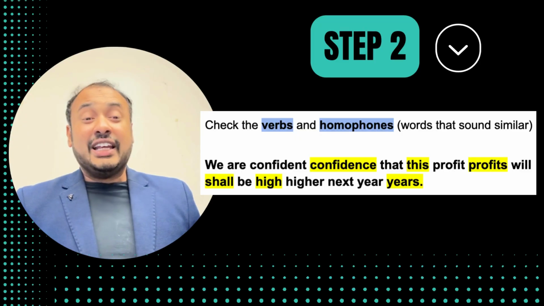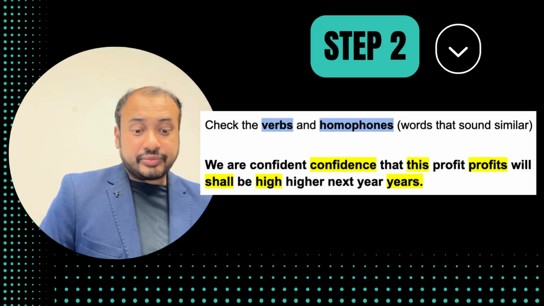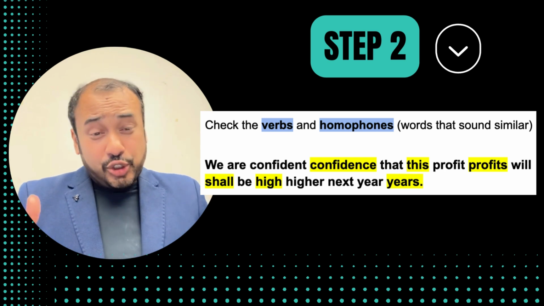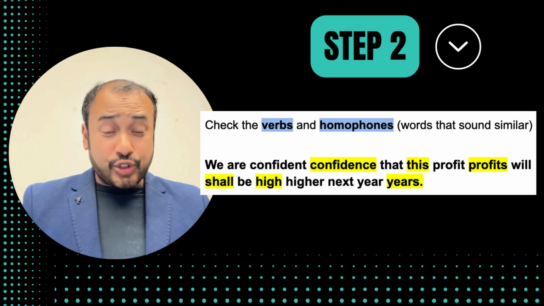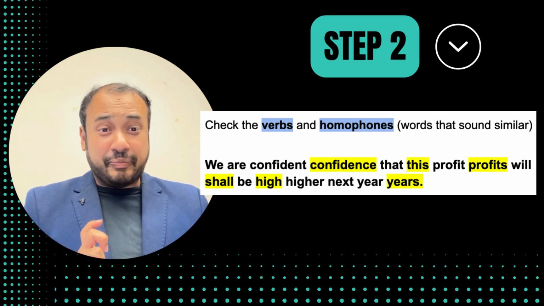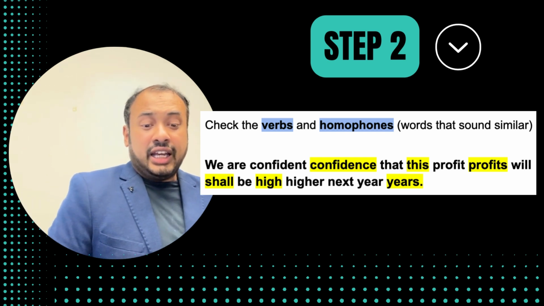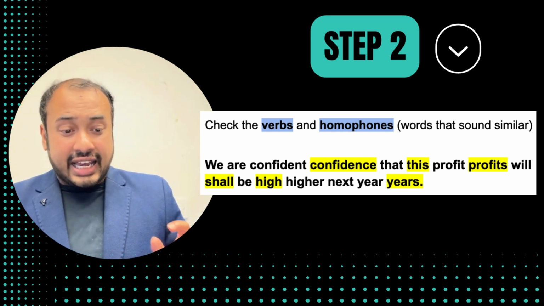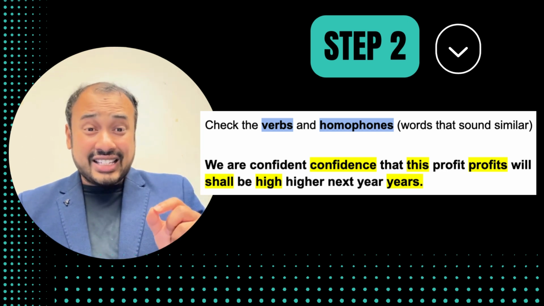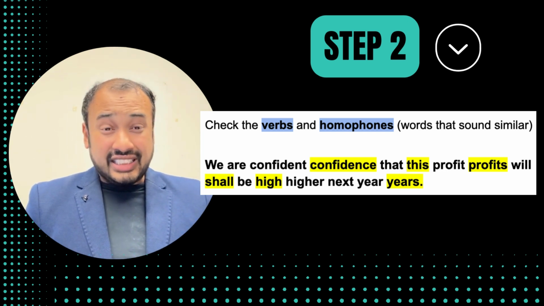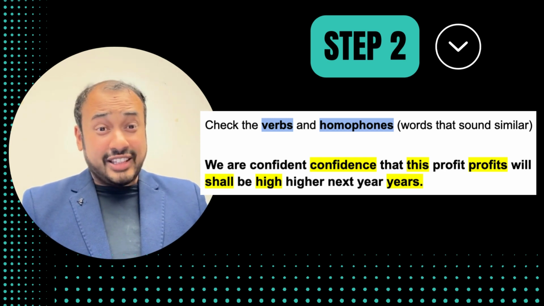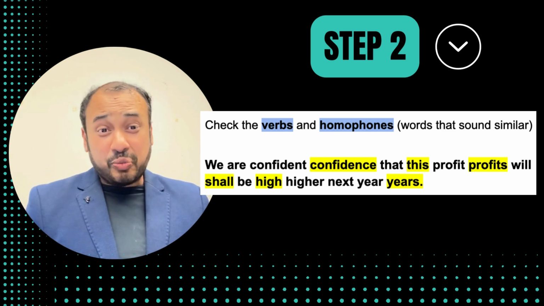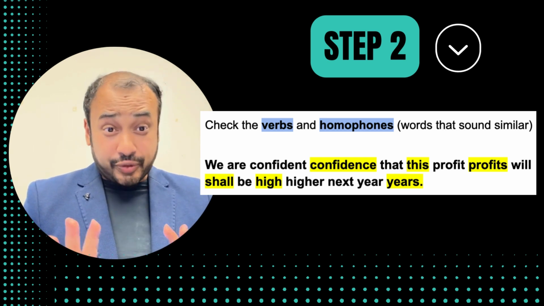Okay? Number two, look for the verbs. Do you think the verbs are correct? Look for the homophones. Homophones are words that sound similar. Now, the words here that I added would be this or that. Did I hear this or did I hear the word that? Write them as extra words, this and that. No problem. Or even these, if you feel like it.